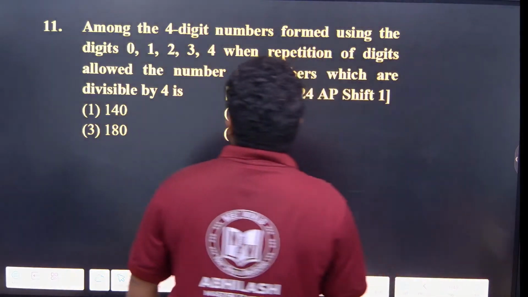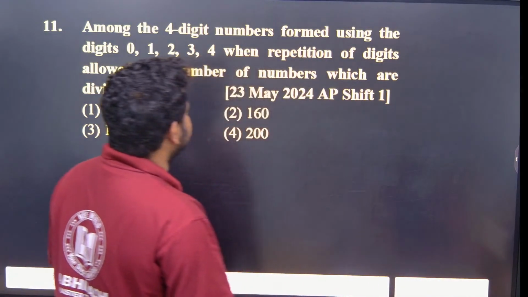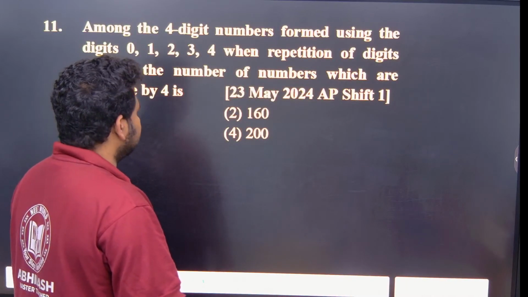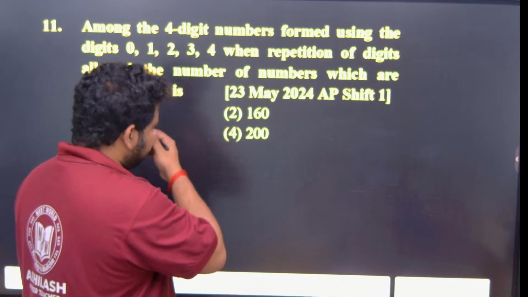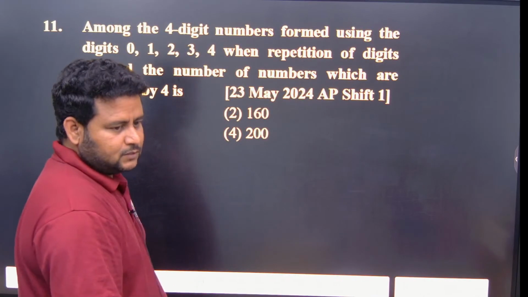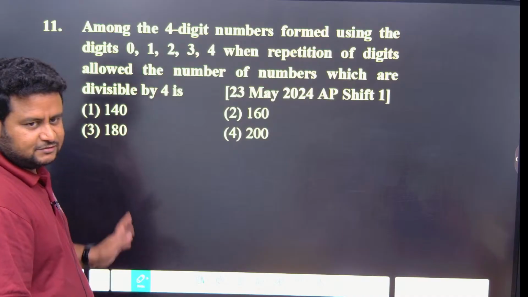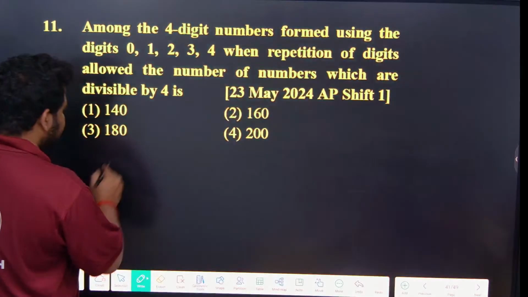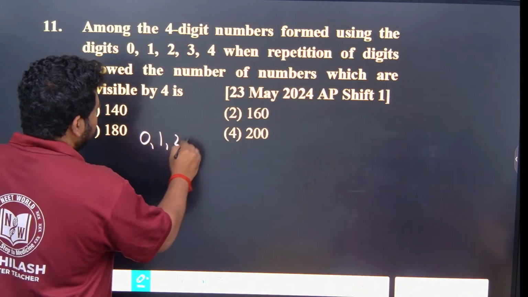Among the 4-digit numbers formed using the digits 0, 1, 2, 3, 4, when repetition of digits is allowed, the number of numbers which are divisible by 4. They are asking divisible by 4. So what are the digits that we are having? Please focus here. They have given 0, 1, 2, 3, 4.